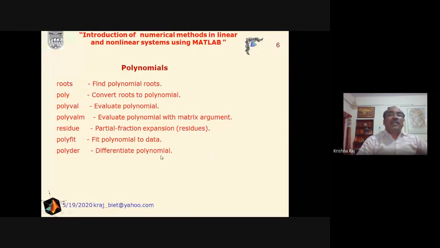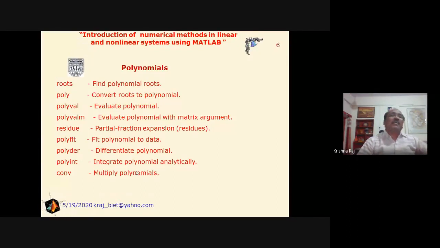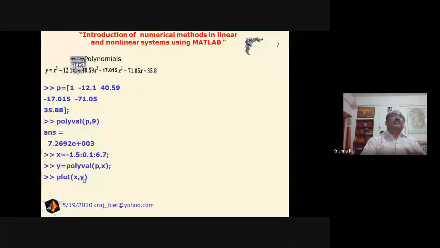In order to differentiate any polynomial, we can use the command polyder. And if we are interested in integrating the polynomial, naturally polyint, as we discussed yesterday. Nothing is special in any command. We just use the same words which we use in daily life or in analytical descriptions. To multiply polynomials, just use conv, convolution, and for division, deconv. And now we will consider some examples.